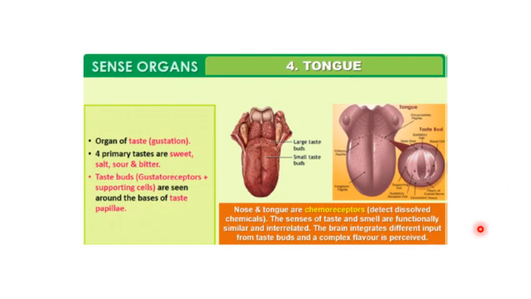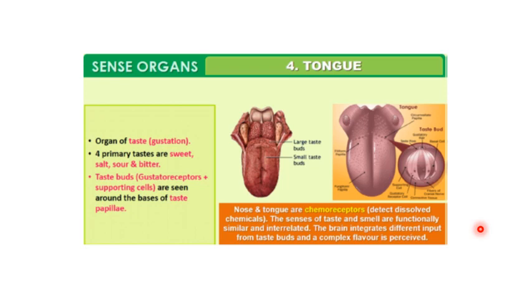Then we have the organ of taste, that is our tongue. Taste is also called gustation. There are four primary tastes which a human can detect: sweet, salty, sour, and bitter. There are taste buds which help us to detect these tastes. They are present on the basis of the taste papillae.